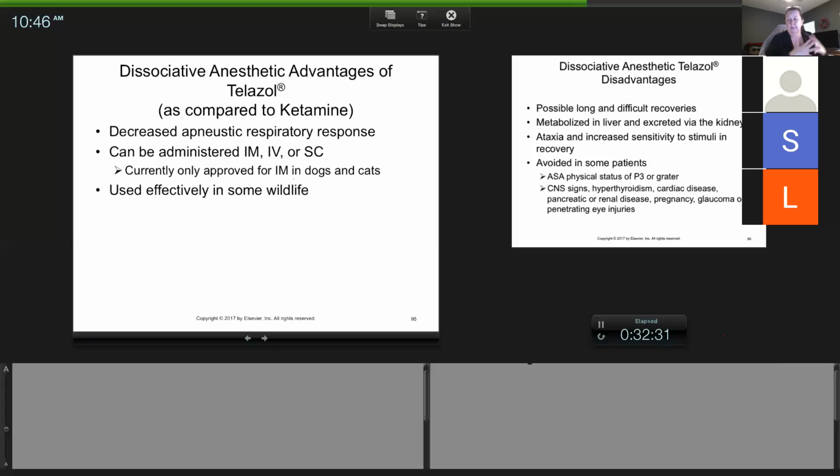And Telazol can be used if anybody's wanting to get into wildlife. It's a good immobilizing agent, and that's where people like Telazol. For something that you need to handle that doesn't like to be handled. Aggressive pigs do not like to be handled. We don't really use IV protocols in pigs. We pretty much give them something in the muscle. So that's when this is going to have its advantage.